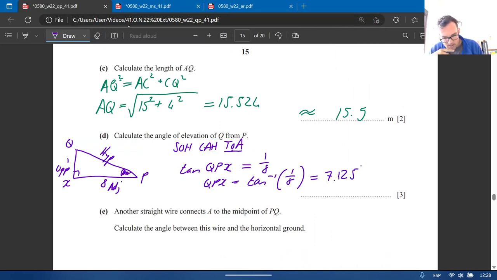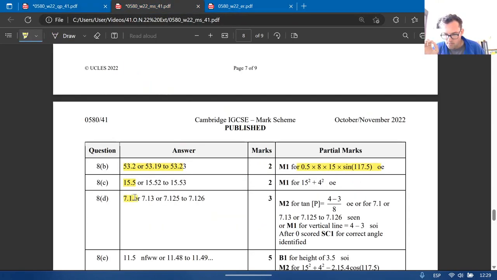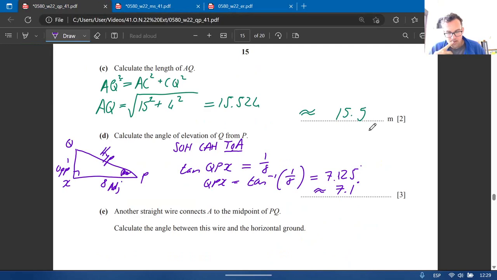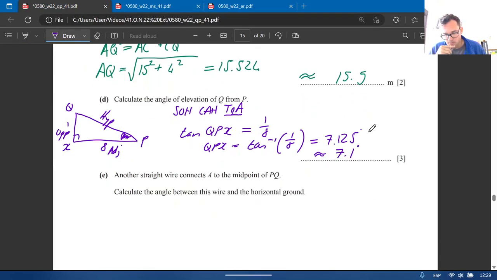Okay, and angles we round to one decimal place. Is that what it says in the front of the paper? Yep, 7.1, but I'll give you marks if you round it to something less. All right, angle of elevation, that's important to remember.